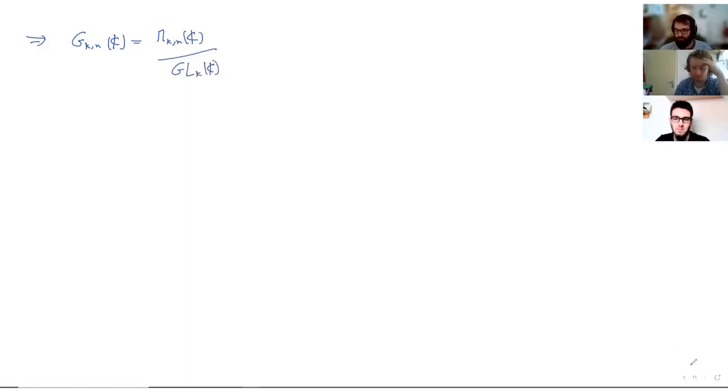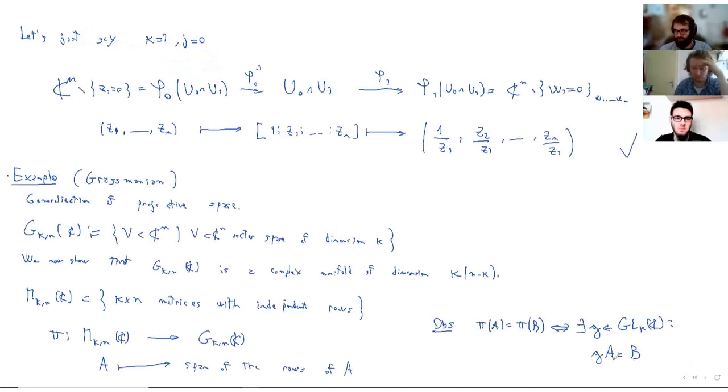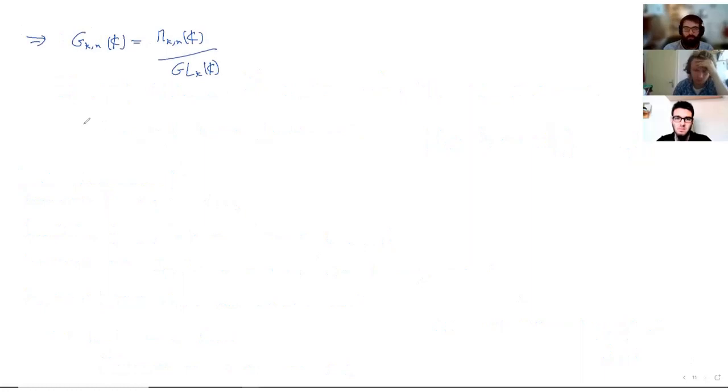Okay, so this is just the quotient as a vector space, and you can think that you have a group acting on this topological space, so we can take the quotient. Okay. Note that this is very similar. I mean, this is exactly the same thing you do to define the projective space when K is equal 1.